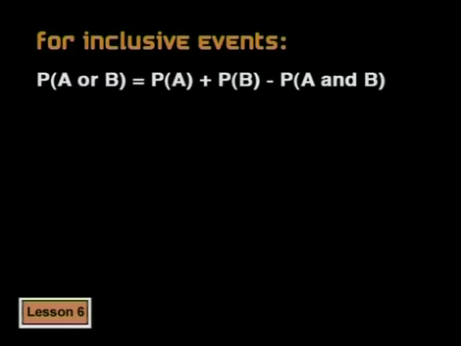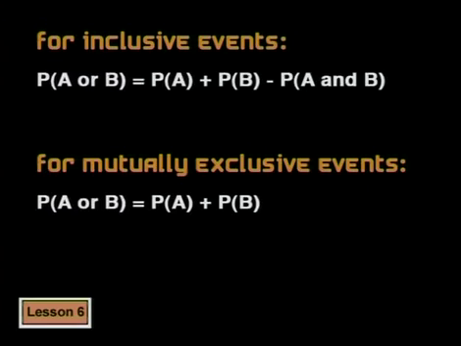Using A and B to represent the events, we can write the rule as: the probability of event A or B occurring is equal to the probability of A plus the probability of B minus the probability of A and B. Compare this to the rule we found for mutually exclusive events. In a case like this, where we know that the 2 events don't intersect and are completely separate from each other, we don't need to subtract the probability of A and B because there are no events common to A and B.